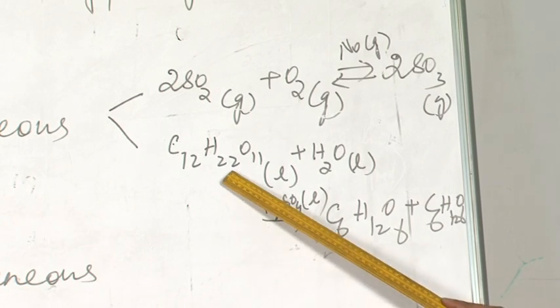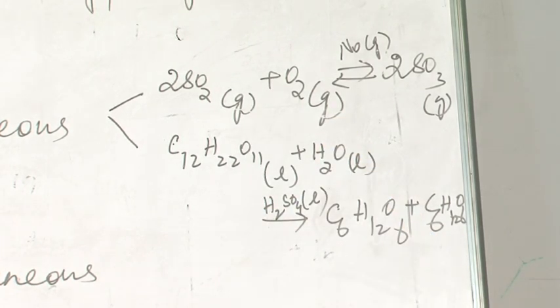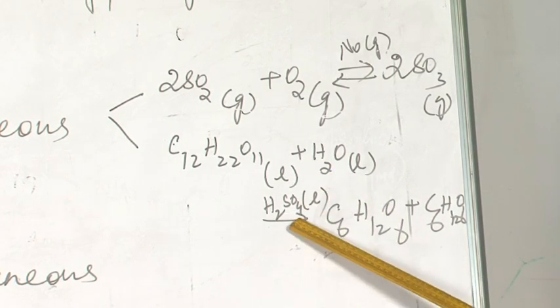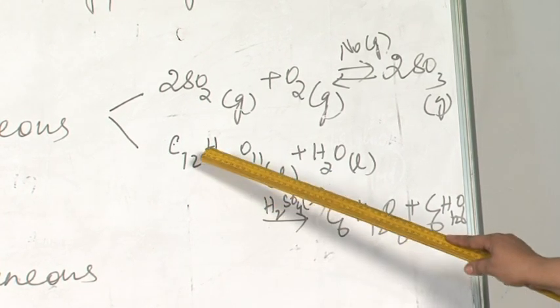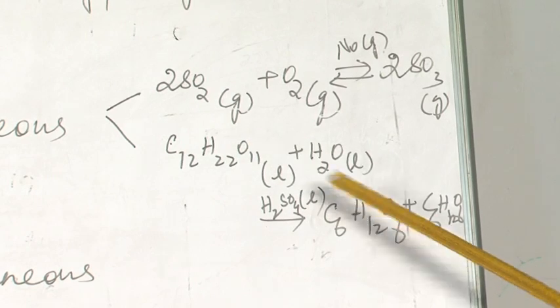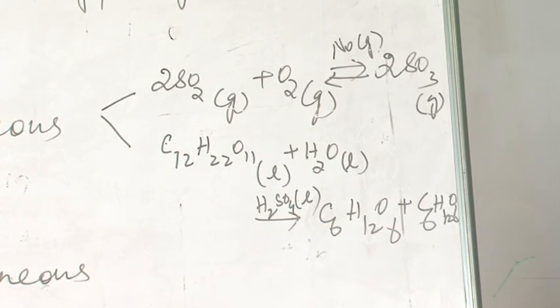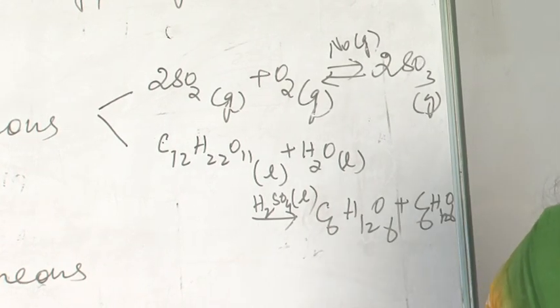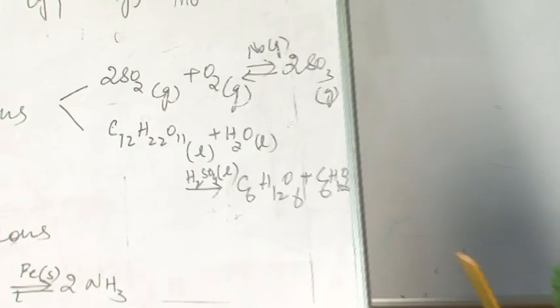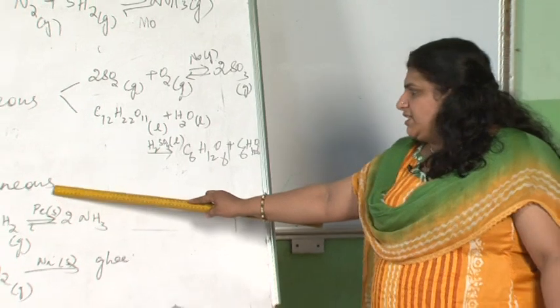C12H22O11. Hydrolysis of sucrose, as everybody knows, will give you glucose and fructose. The catalyst which is used is sulfuric acid. This is also in liquid state. Water, of course, is a liquid, and sulfuric acid we have also taken in liquid form. Clear to you? Now it comes to heterogeneous catalysis.